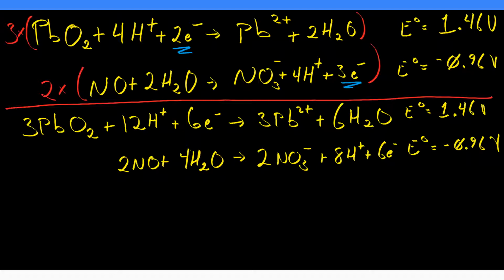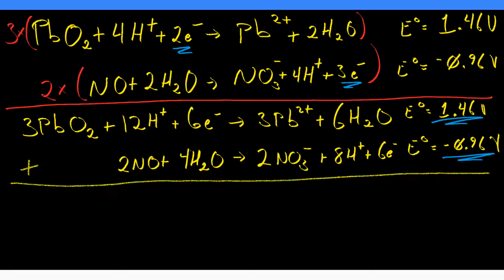Now, something I absolutely have to draw your attention to, something that is vital: look over at those voltages on the right-hand side. 1.46 volts, negative 0.96 volts, they have not changed. When you multiply those reactions, the potentials do not change. Those numbers stay exactly as they are. I'm stressing that because it's vital that you remember that. If you don't remember that, you'll start getting wrong answers, and then you'll cry. Okay? So let's go ahead and add these 2 reactions together.